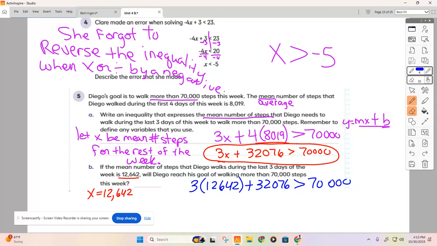When I plug this into a calculator, 3 times 12,642, I get 37,926. When I add that to 32,076, I get 70,002 steps. That is in fact greater, so he did meet his goal.